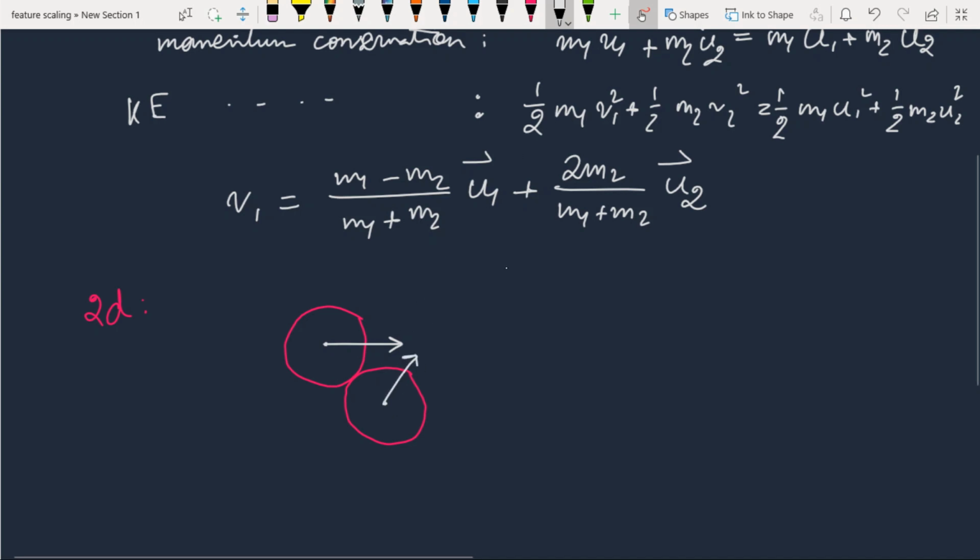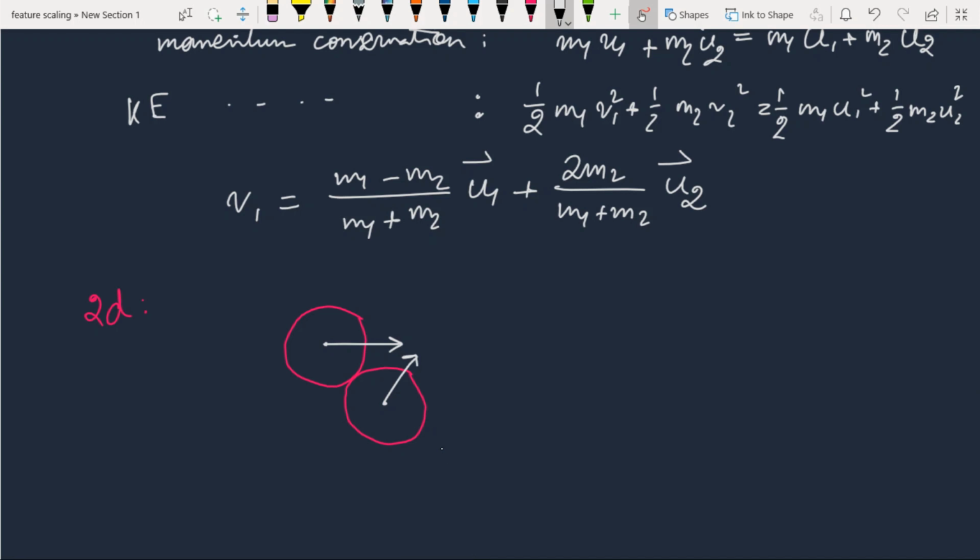So how can we analyze this given that we know what happens in the one-dimensional case? A better way to solve this problem is to break the velocities into two perpendicular axes. But what will be the two axes?